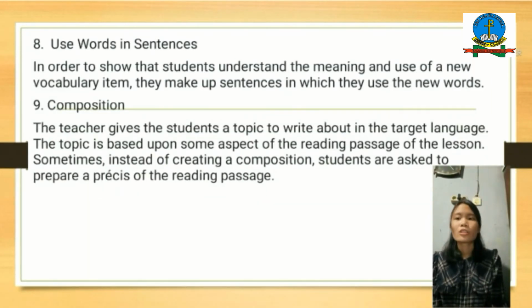Number 8 is use words in sentences. In order to show that students understand the meaning and use of a new vocabulary item, they make up sentences in which they use the new words. Number 9 is composition. The teacher gives the students a topic to write about in the target language. The topic is based upon some aspect of the reading passage of the lesson. Sometimes, instead of creating a composition, students are asked to prepare a summary of the reading passage.